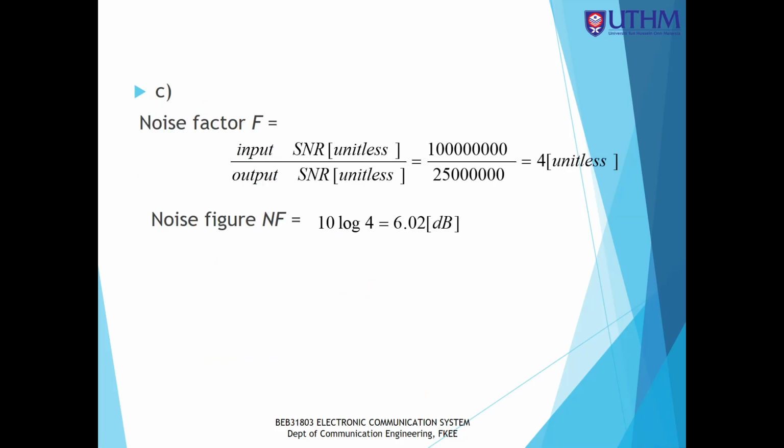Then what? Noise factor. So noise factor is equal to the input SNR, 1 times 10 power of 8, divided by 25 million, so we get 4 noise factor. Noise figure is equal to 10 log of noise factor, which is 6.02 dB. Okay, so decibel of noise factor is noise figure. So 10 log 4, you get 6.02 dB for the noise figure.